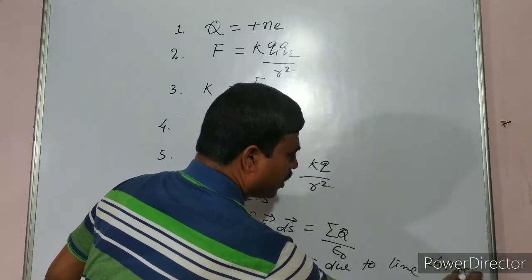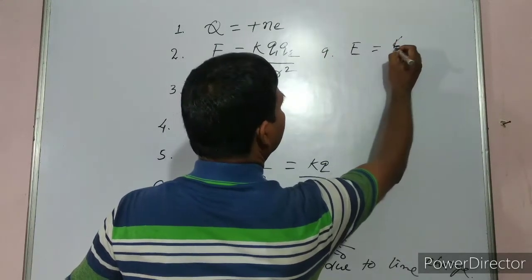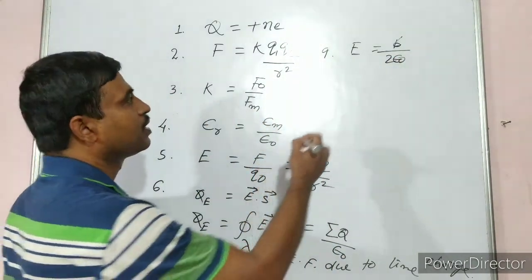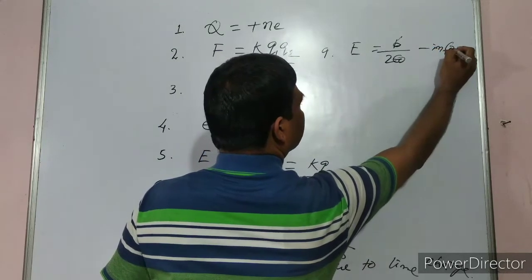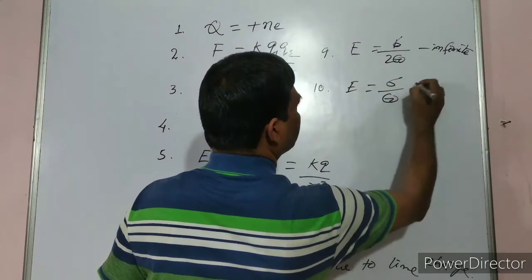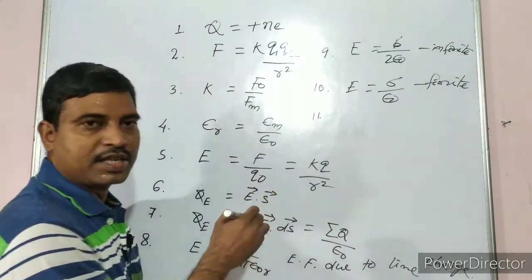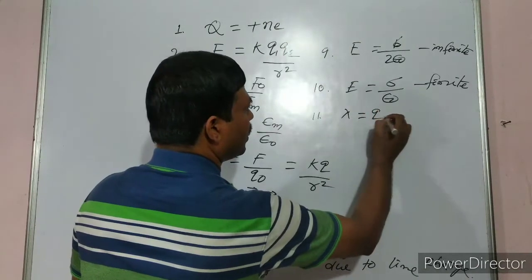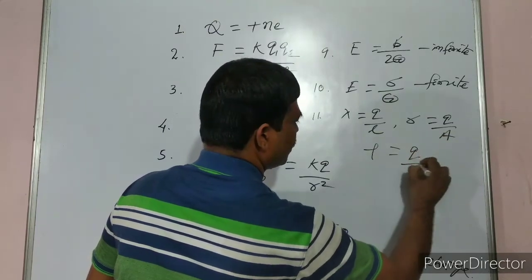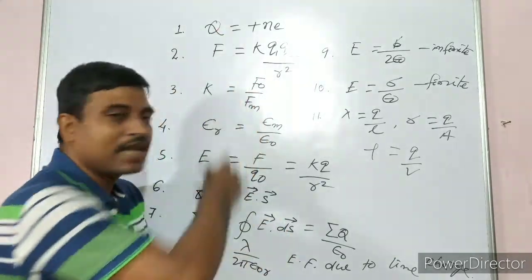an application of Gauss theorem. Another is the electric field E is equal to sigma by 2 epsilon naught for an infinite thin sheet, but for a finite sheet, it is E is equal to sigma by epsilon naught. There are other formulas also: linear charge density, surface charge density, volume charge density. So lambda is equal to Q by L, sigma is equal to Q by A or S, rho is equal to Q by V. Why am I giving these? It is important that you try to remember these formulas and the units of the physical quantities.